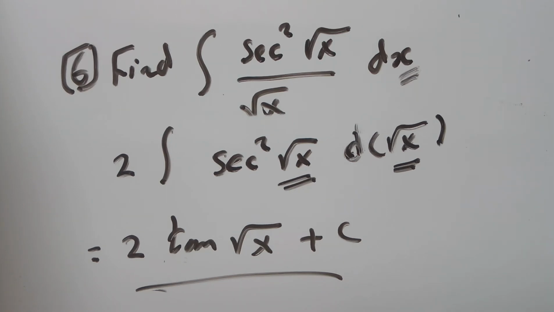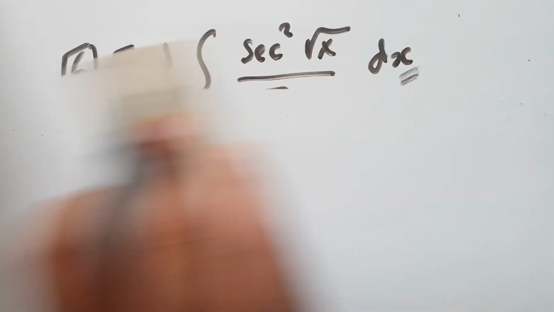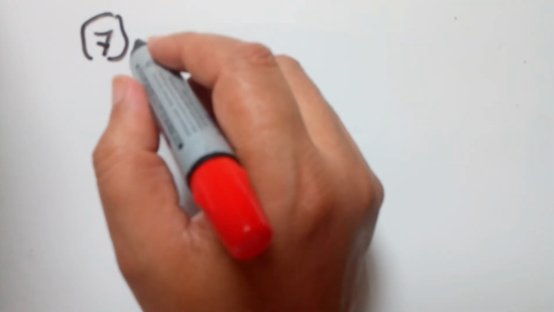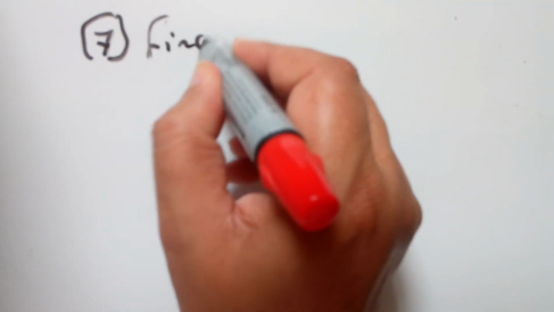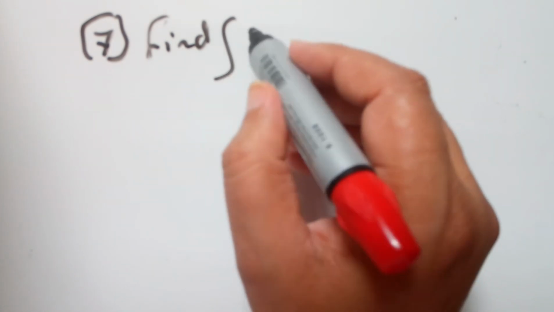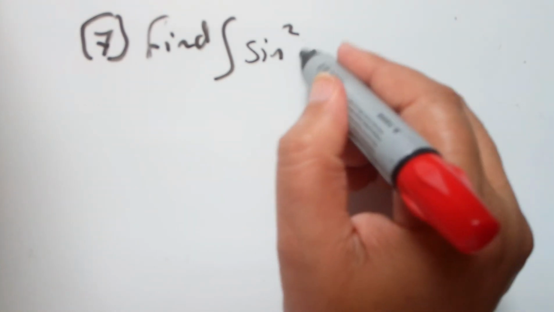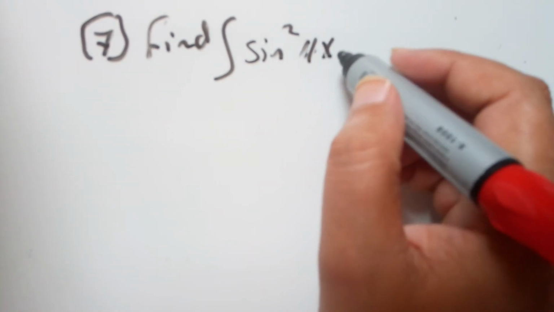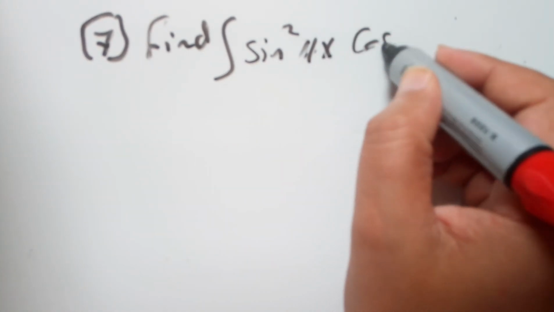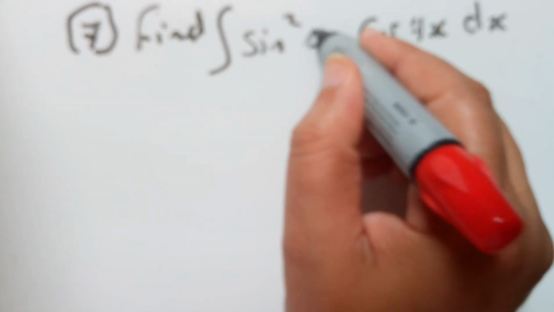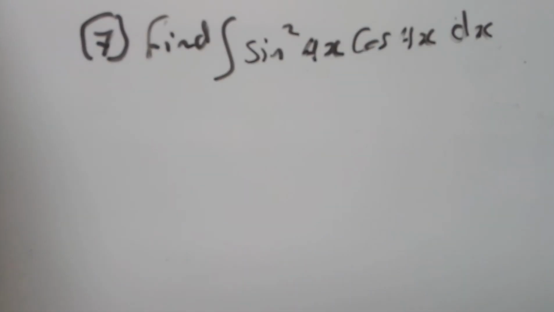Example 7. Find the integral for sine square 4x cosine 4x dx. How to do this question?